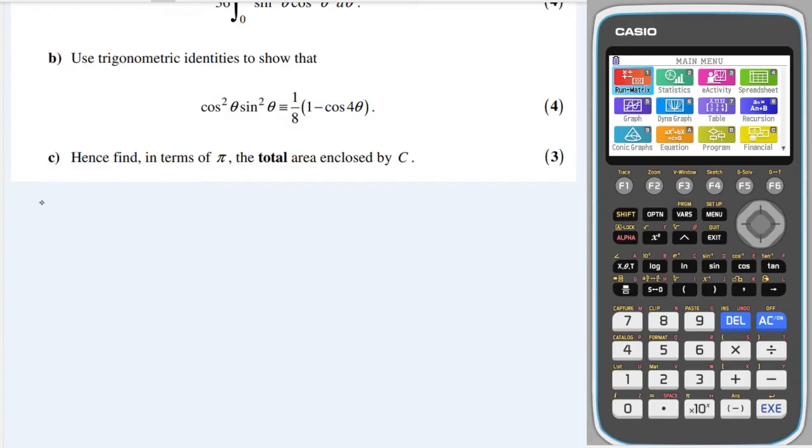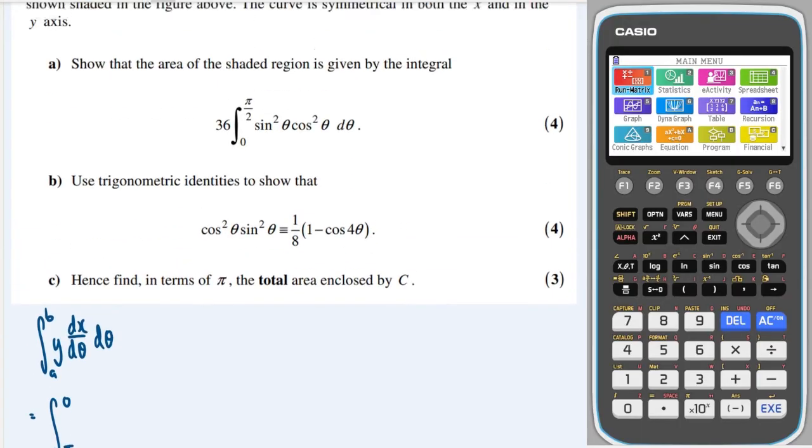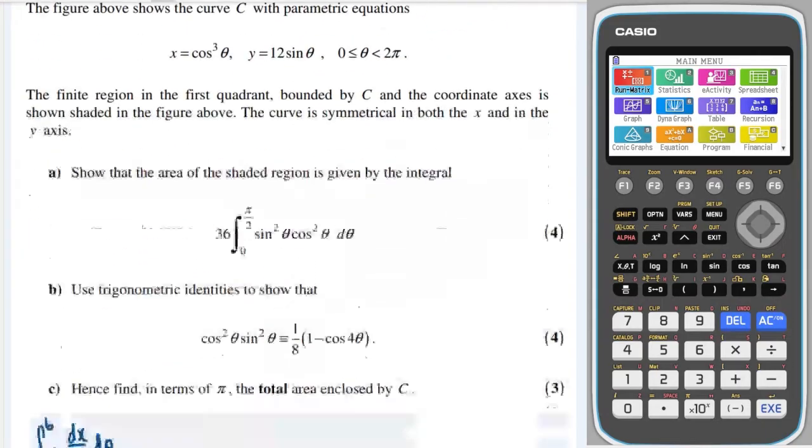Okay, so what is our formula? Our formula is, for parametric equations, we integrate y times by dx by d theta between b and a. So what do we know so far? We know that the upper limit was 0 and the lower limit was pi over 2. Y we know is 12 sine theta.